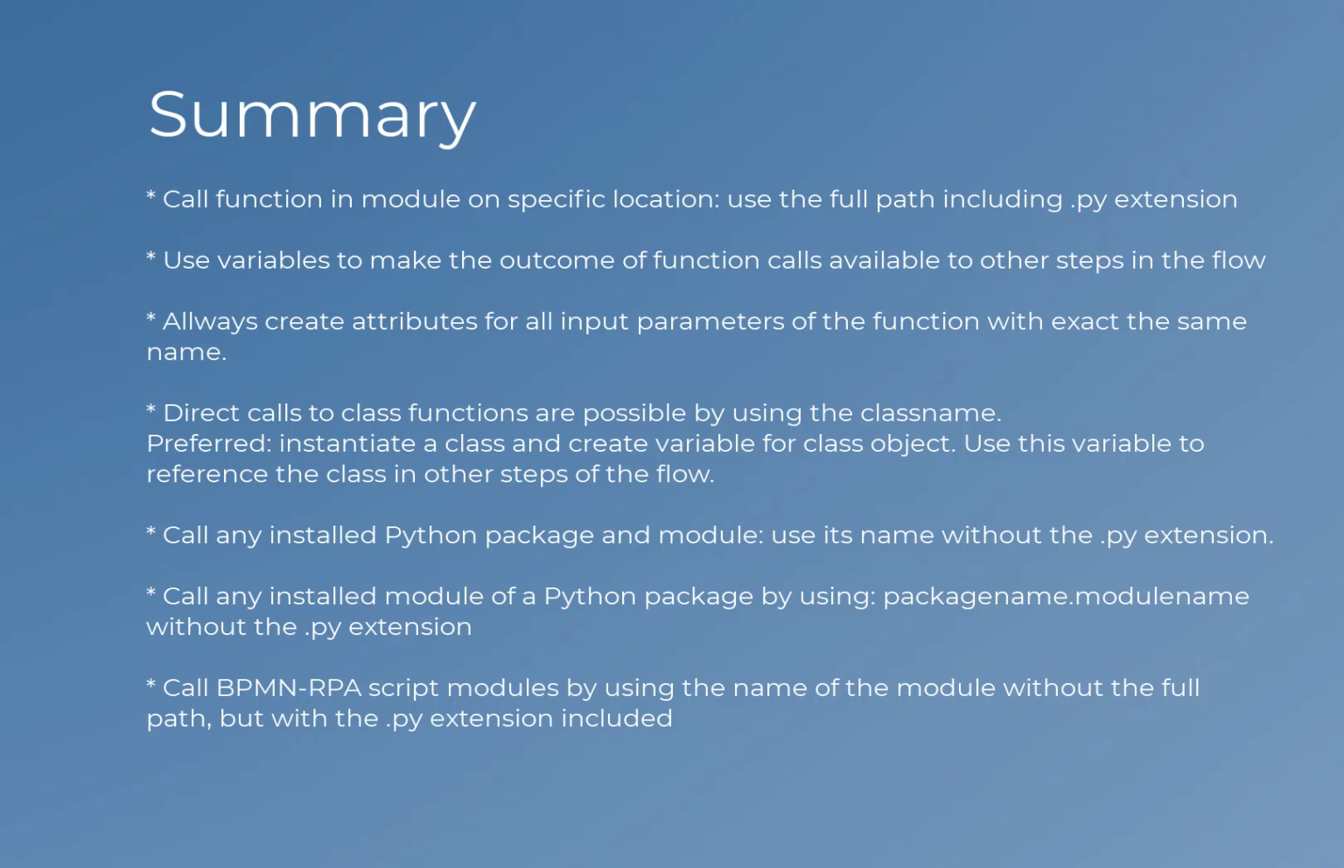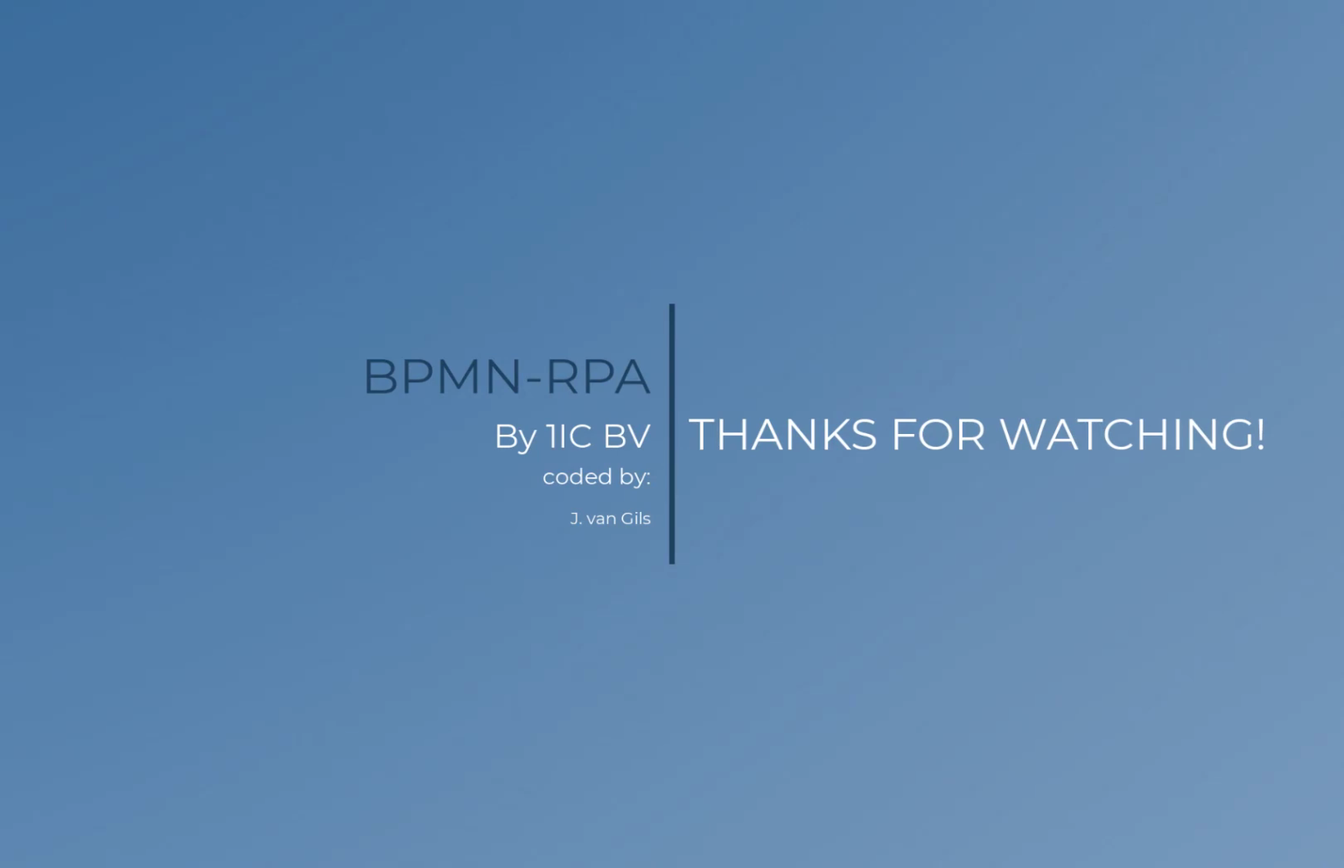You can call any installed Python package in module by setting the module field to the name of the package, that is without the .py extension. If you want to call a specific module of the installed package, you can do so by placing a dot and the name of the module after the package name. If you want to call a BPMN-RPA script module, you'll have to set the module field to the module name including the .py extension and without the full path to the module. This concludes our lesson on instantiating classes and optimizing performance in BPMN-RPA flows.